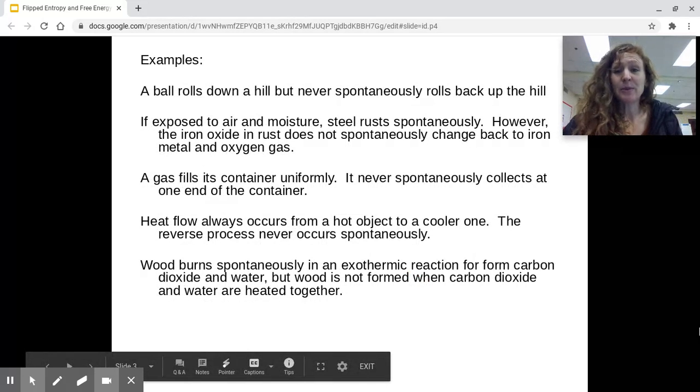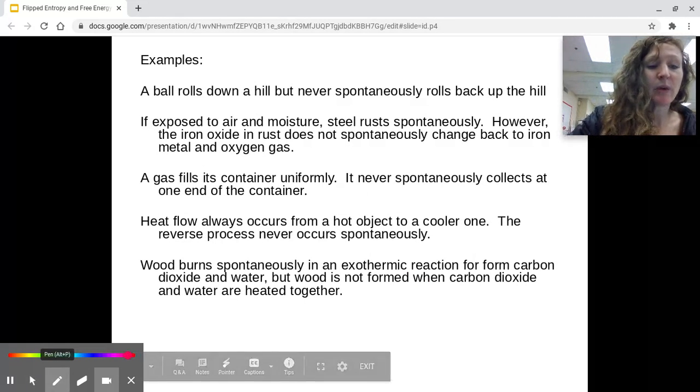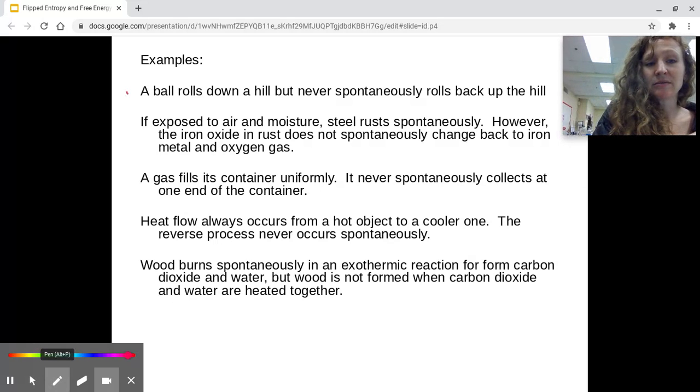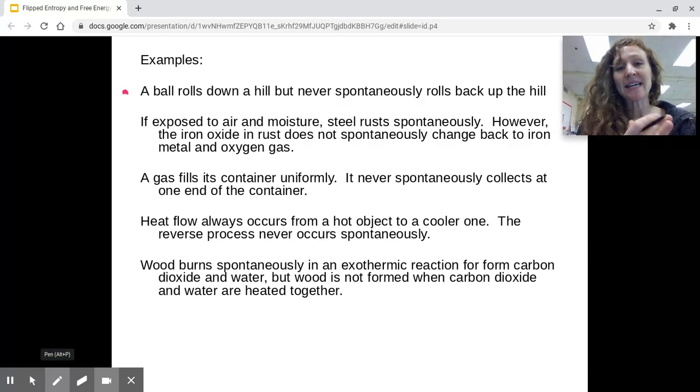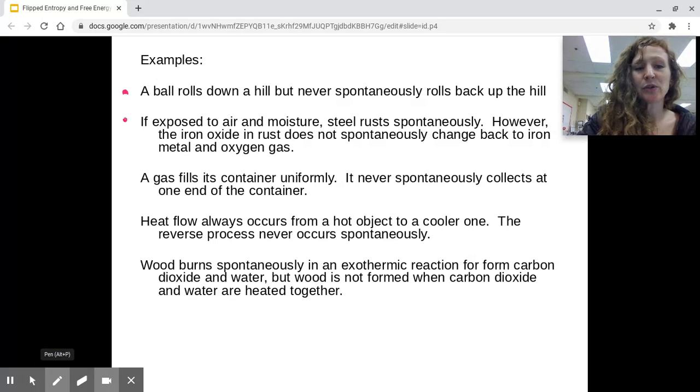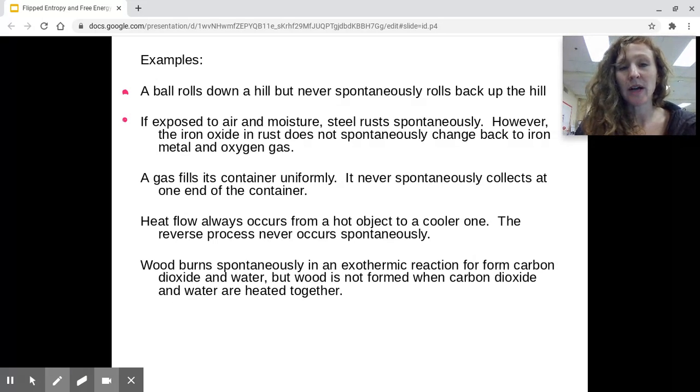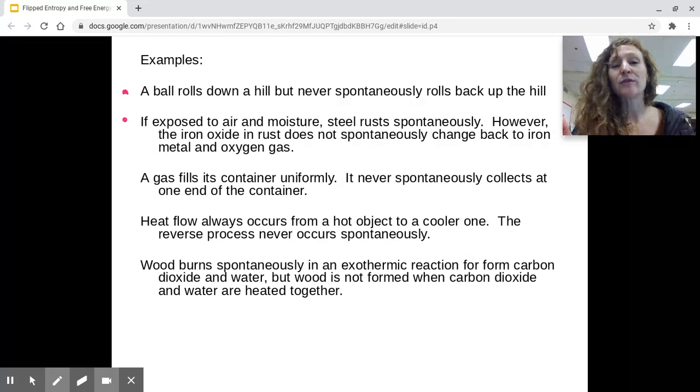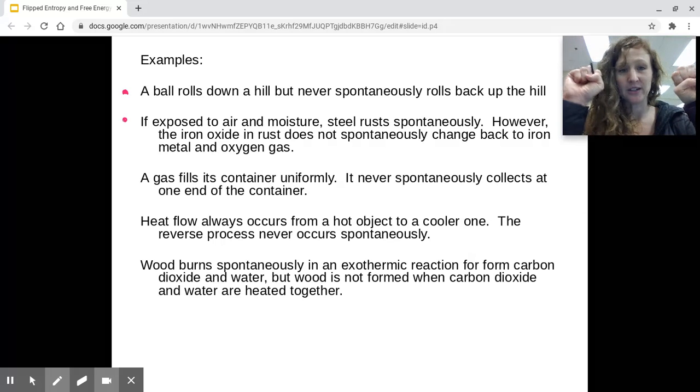Okay, other examples. A ball is going to roll down a hill, but it's never going to spontaneously roll back up the hill. If exposed to air and moisture, steel rusts spontaneously. However, the reverse is never going to happen. Iron oxide is never going to spontaneously change back into iron metal separate from oxygen gas.